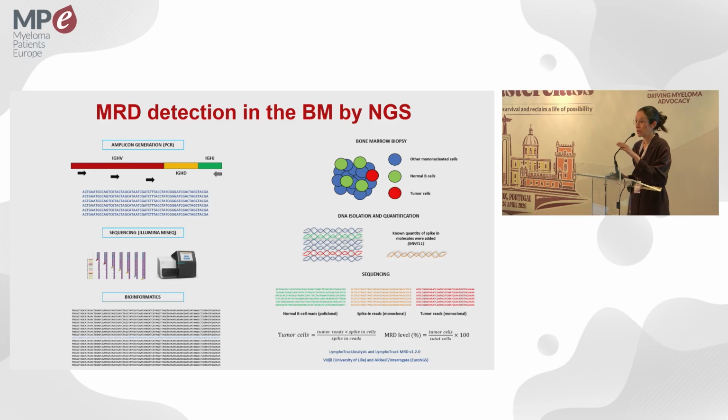We can also assess MRD using next-generation sequencing. It's a molecular biology-based methodology, and we need a baseline sample to identify the fingerprint of the clonal plasma cell, the IGH rearrangement, which is specific of each patient with myeloma, of each tumor cell. And once we identify this fingerprint, this is what we follow and try to identify in the subsequent bone marrow samples in which we want to assess the presence of MRD.